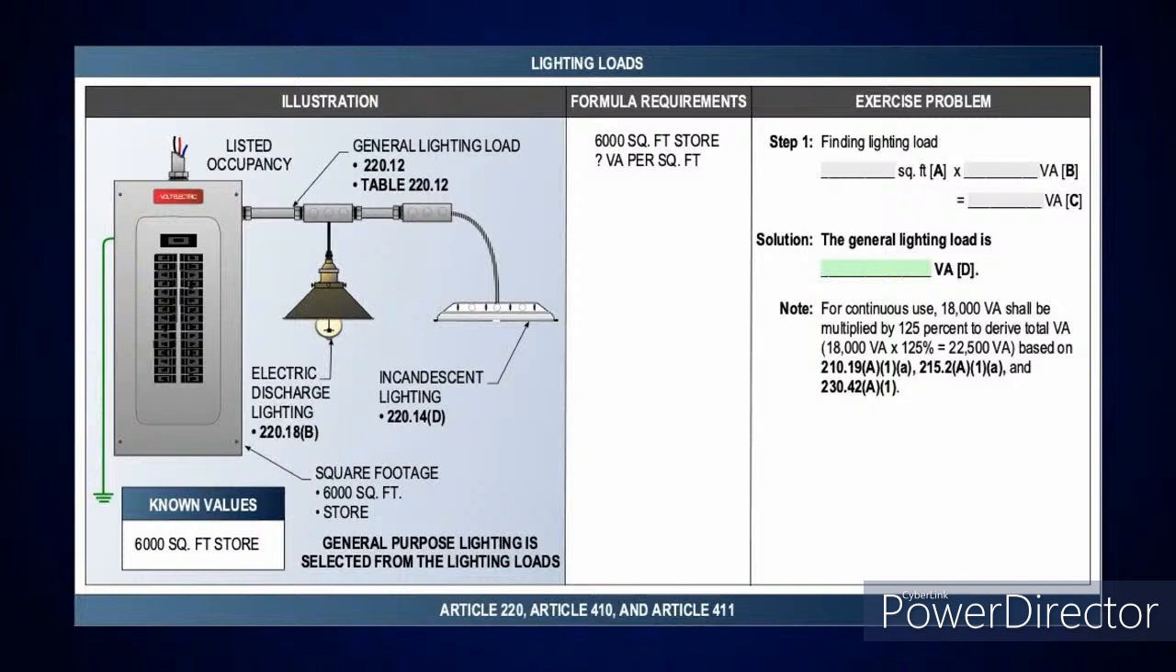Just go over, find your store. We like to refer to these as listed occupancies. Now, let's say that I was going to do a welder shop, for instance. If you look in table 220.12, there's no welder shop in there. So that means you'd have to calculate each one of these individually. And we'll look at that here in just a little bit.